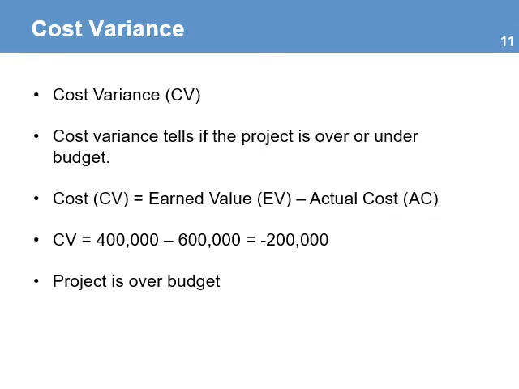The first analysis is called cost variance. Cost variance tells if the project is over or under budget. The formula is earned value minus actual cost. Using the numbers from our example, the cost variance is equal to $400,000 minus $600,000 equals a negative $200,000. This result means that the project is delivering less value than planned.